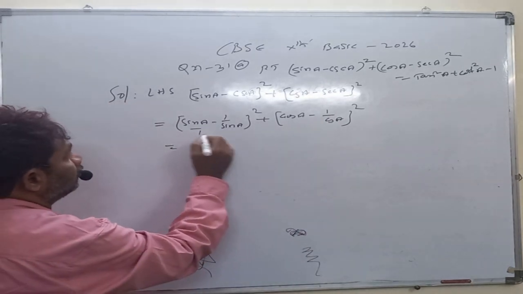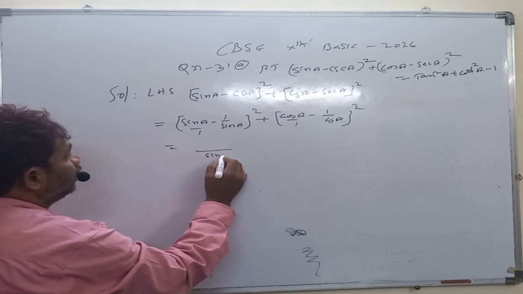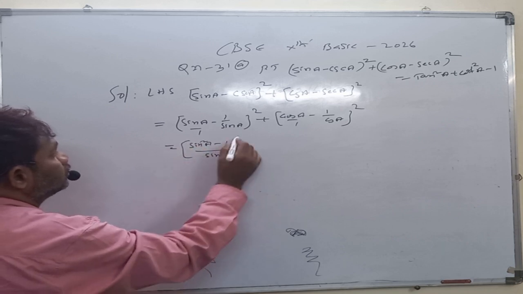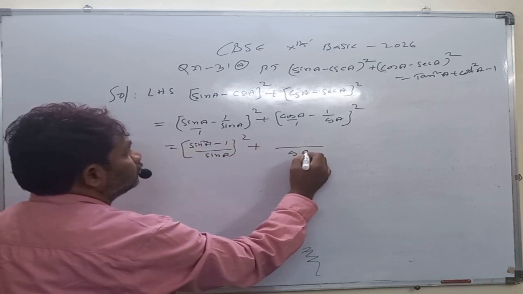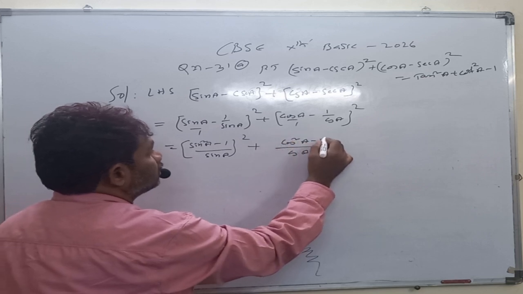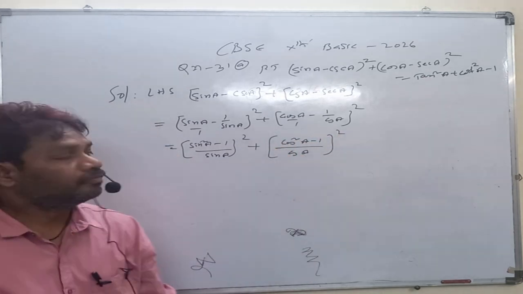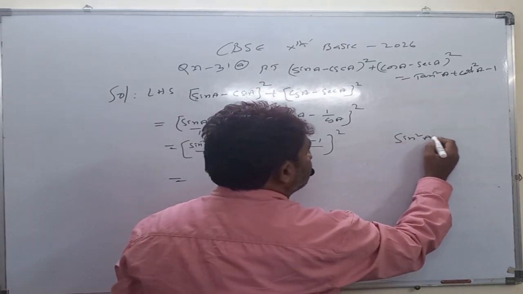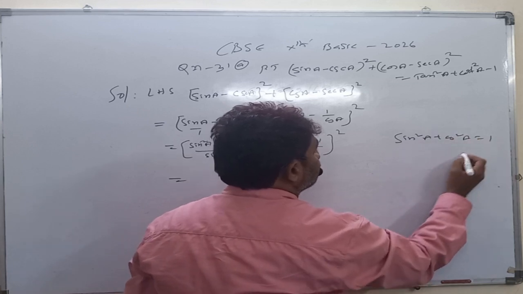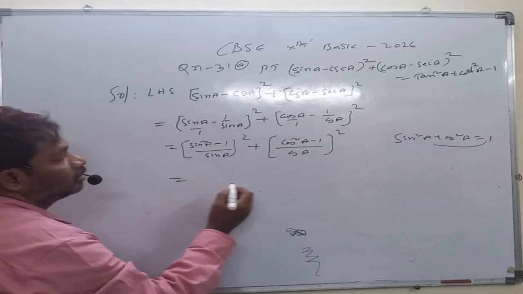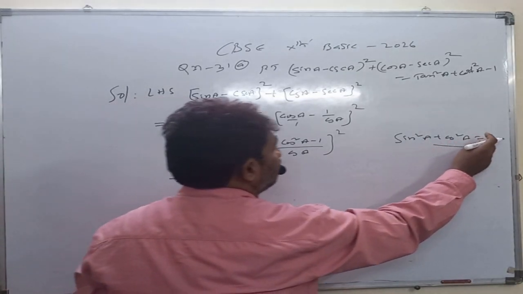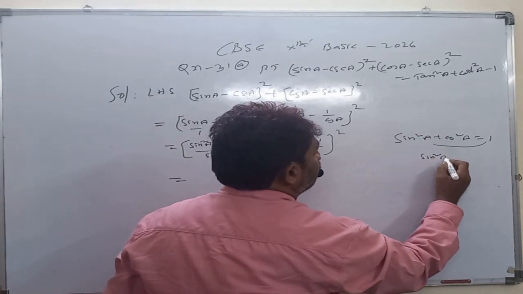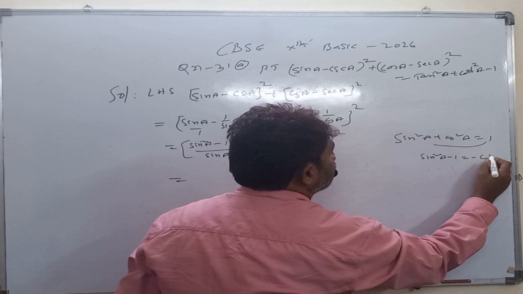Now we should take LCM here. For the first, LCM is sin A: sin A into sin A, (sin square A minus 1) whole square, plus here also we take LCM cos A into cos A, (cos square A minus 1) whole square. We have a formula: sin square A plus cos square A is equal to 1. So sin square A minus 1 is equal to minus cos square A.